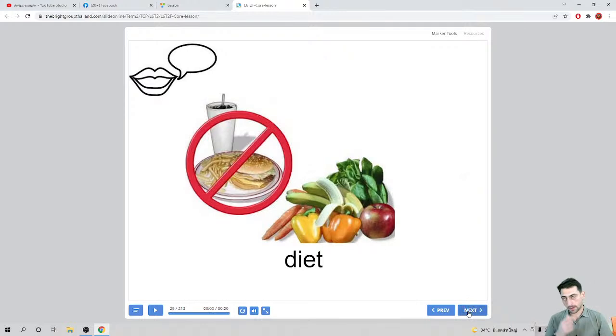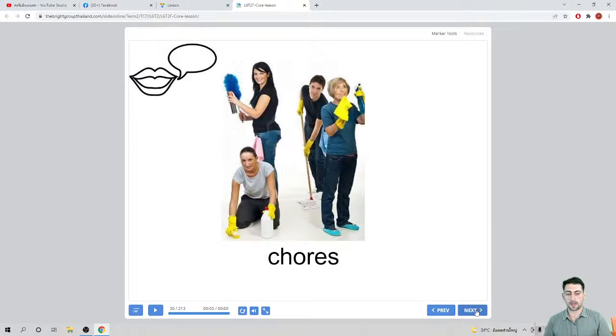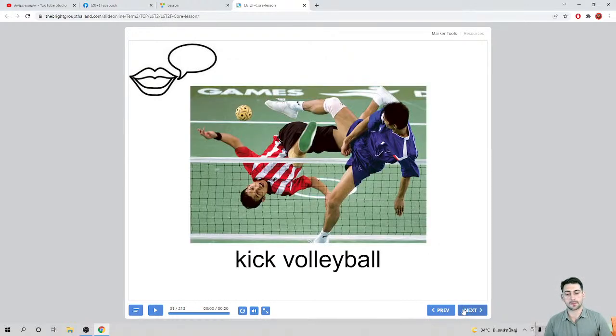Now let's go back to vocabulary word number 5, and we have diet. Diet. Vocabulary word number 6, chores. Chores. Very, very good. Vocabulary word number 7, kick volleyball.